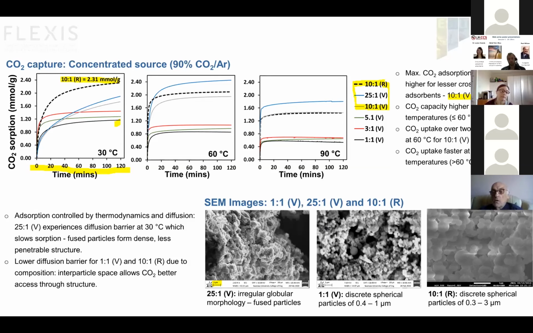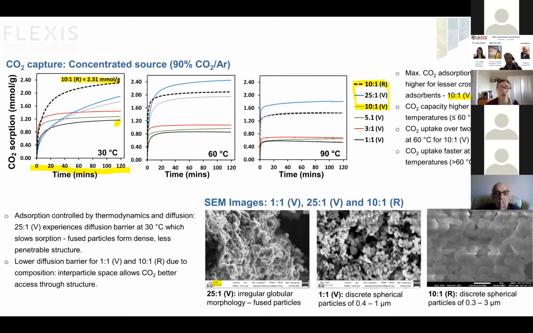The 25:1 V experiences a diffusion barrier at 30 degrees. That's why, on increasing the temperature to 60 degrees, it's able to access higher adsorption. At 30 degrees, there is not enough temperature, not enough energy in the system for that CO2 to diffuse into this fused particulate matter and access the amines.